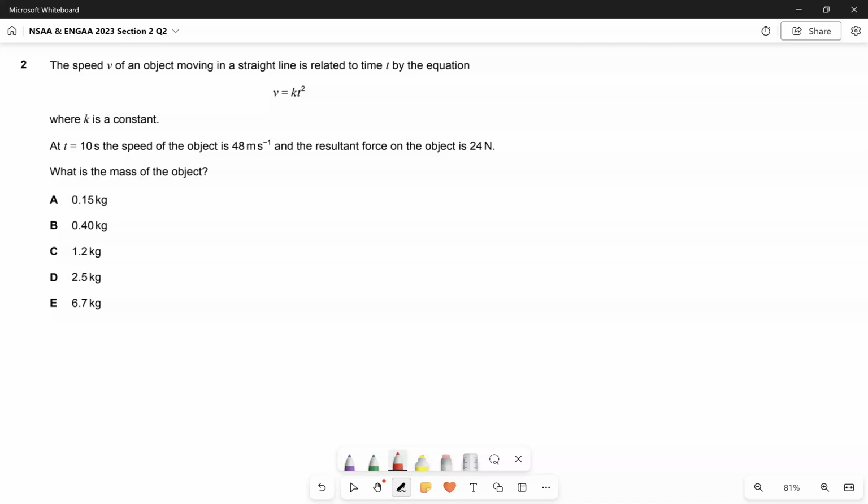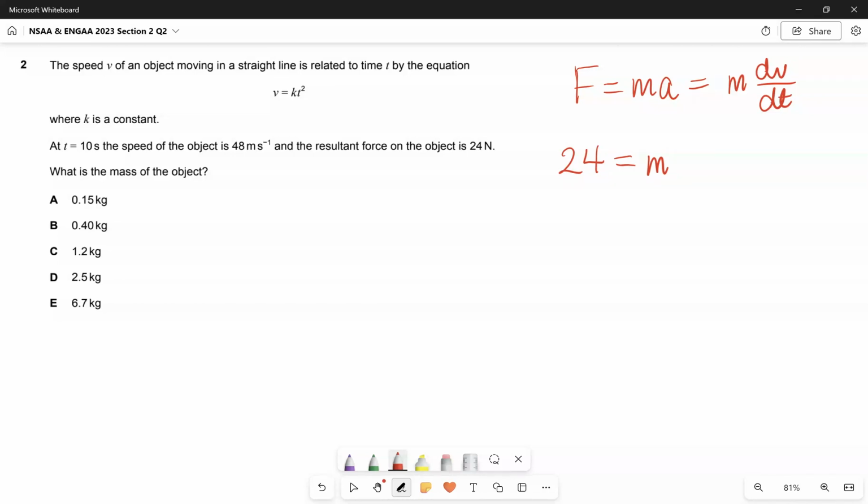Immediately we should think of F equals ma, which we can write in calculus terms because it's a varying velocity. We have m dv by dt. So if we know the force and we can work out the acceleration, then we can work out the mass. So we have 24 equals the mass times the acceleration. So how do we get acceleration from velocity?